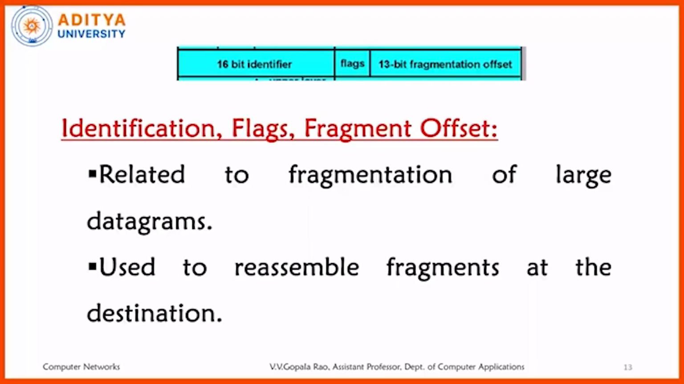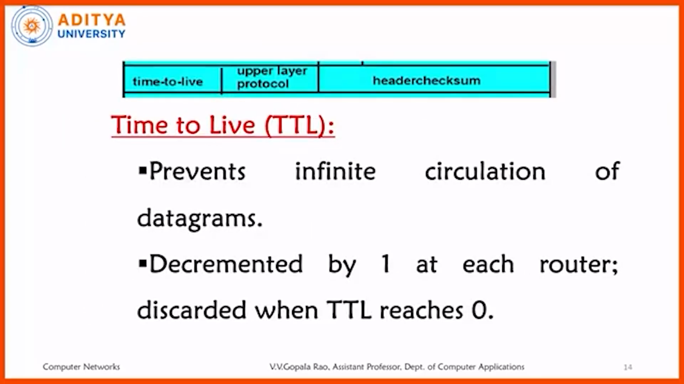And there is the 13-bit fragmentation offset. Because fragmentation is done, you may be confused about where exactly the data is, so the 13-bit fragmentation offset gives some clarity. And there is the time to live field, shortly called TTL. This is a field which holds some number, and as the datagram travels through a number of hops, from hop to hop the value is decremented, and finally it reaches 0.